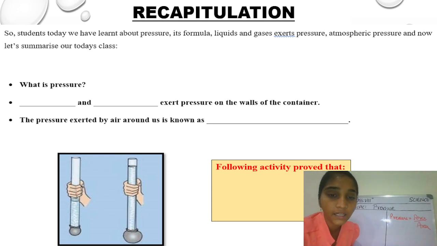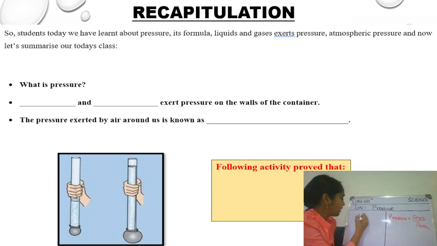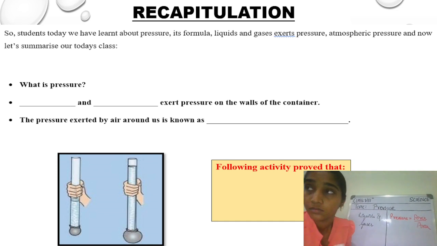So students, dash and dash exert pressure on the walls of the container. What will come in these two blanks? Which two things did we discuss that were exerting pressure on the walls of the container? Yes, the liquids and the gases. So in this blank, what will come? Liquids and gases. Very good, students.